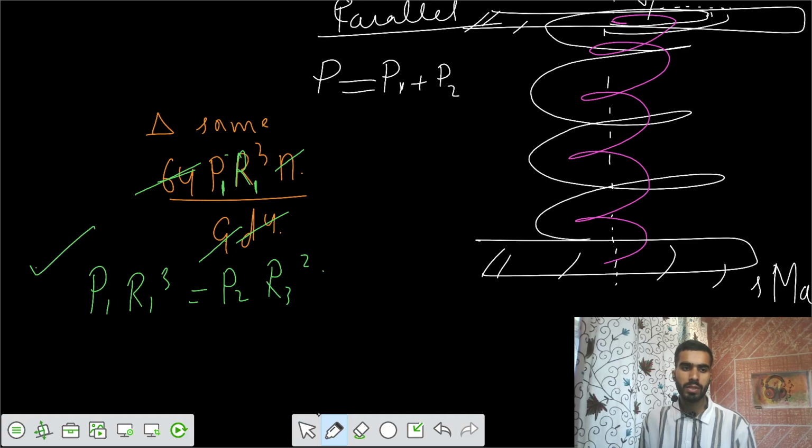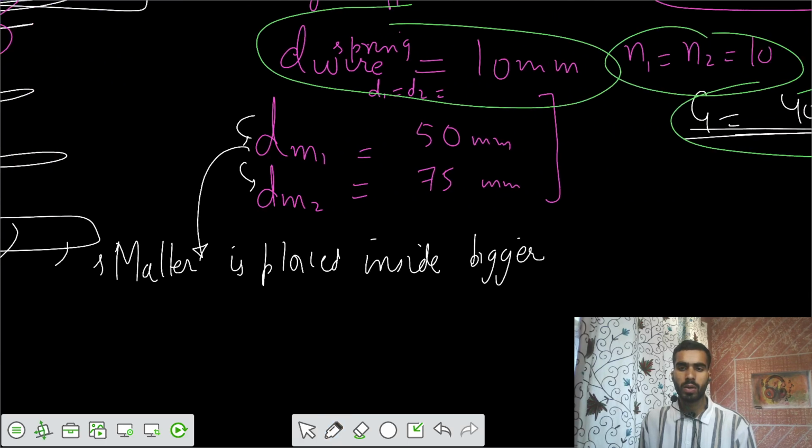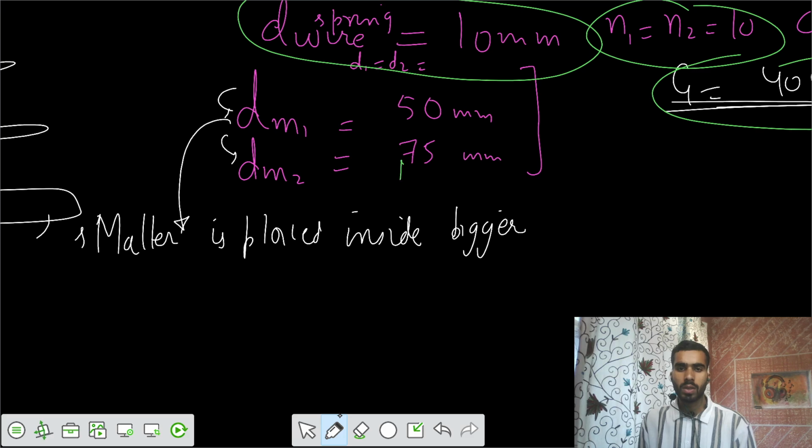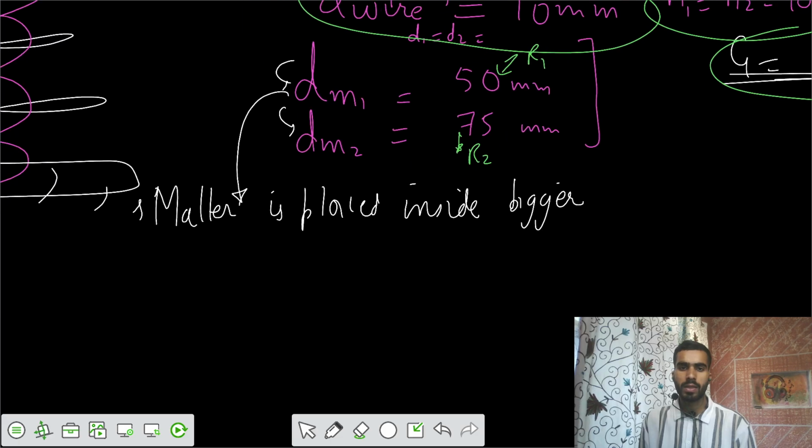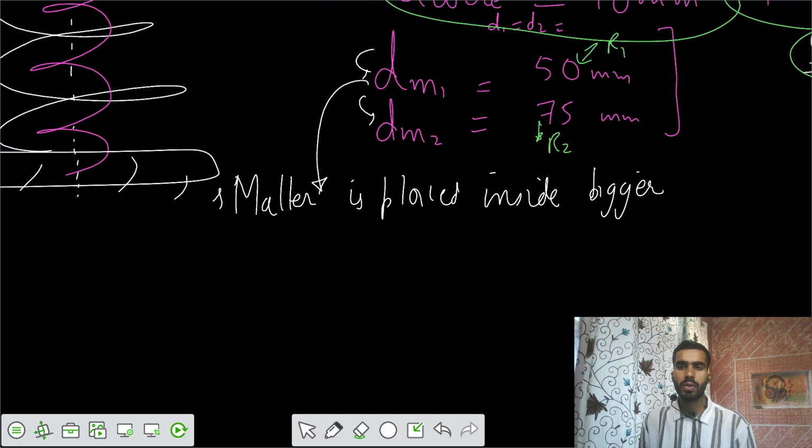Corresponding to this problem, we have this relation. How much load would spring 1 take in terms of P2? P1 equals P2 times R2 cube by R1 cube. So we write 37.5 divided by 25.